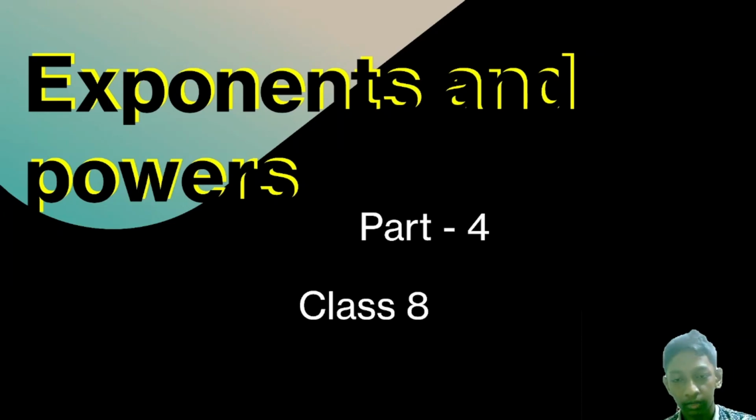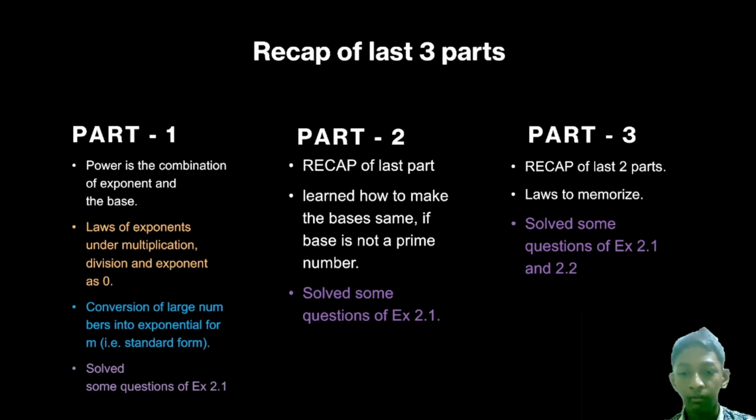In part 1 we learned the meaning of exponents and power. Power is the combination of exponent and base, whereas exponent is not called power. We also learned the laws of exponents under multiplication, division, and exponent as zero. And we learned how to convert large numbers, that is usual form, into exponential form, that is standard form. We solved some of the questions of exercise 2.1.